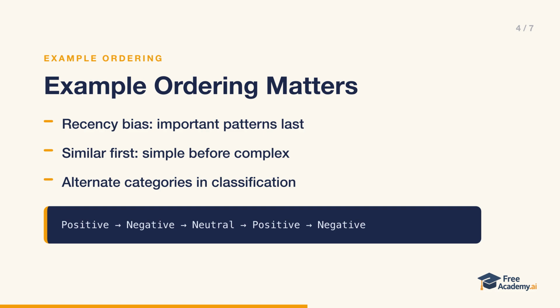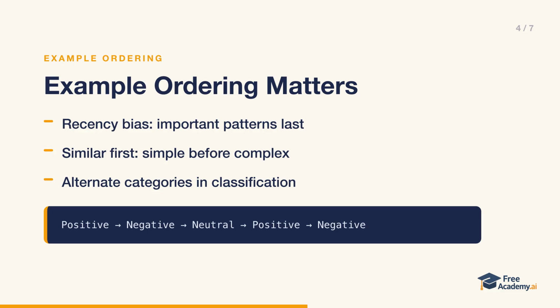The order of your examples can actually change the results. 3 things to know. First, recency bias. The last example often carries more weight, so put your most important patterns last. Second, similar first, lead with simpler examples and save the complex ones for later. Third, balanced alternation. For classification tasks, rotate through the categories instead of grouping them.